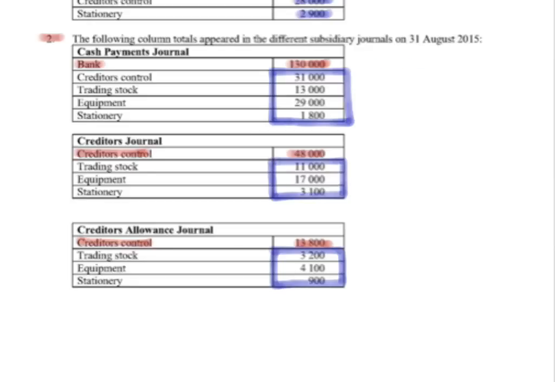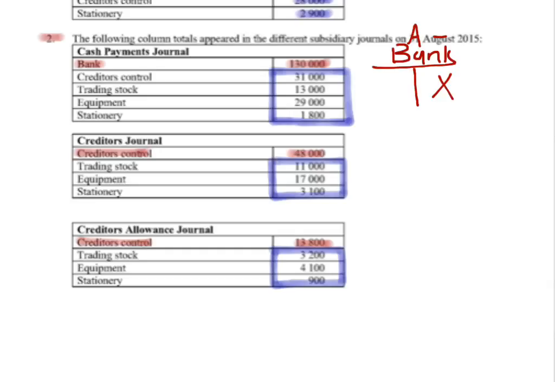So if bank in CPJ is paying, therefore I want to show that my bank is decreasing. So my bank, in other words the main account, needs to be the credit. So therefore all the rest of them would be debits. Creditors Control will have the debit of 31,000. Trading stock will have a debit of 13,000. Equipment will have a debit of 29,000. And stationery will have a debit of 1,800. Good? Not too difficult to understand.